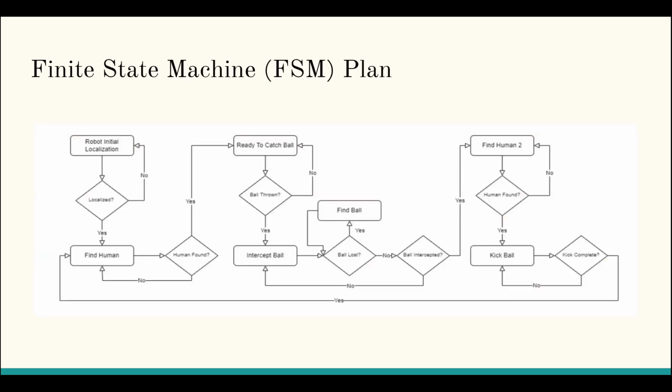So this is actually an FSM, or finite state machine, plan we built for one of these future perspectives. The way it would work is we would first localize the robot and then find the first human who would release the ball. And once that's done, we would calculate how to intercept the ball and then finally find the second human and do the same for that as well.